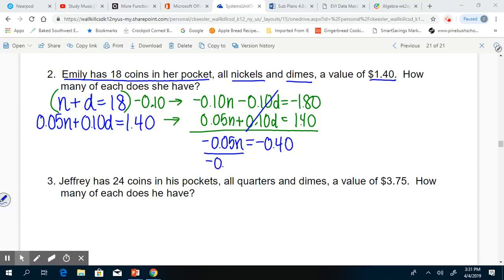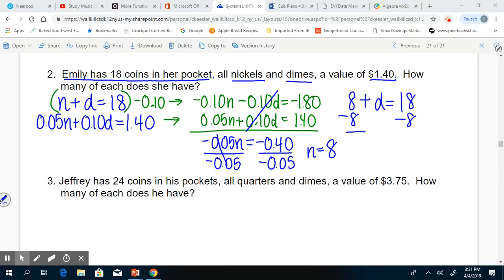Dividing by negative 5 cents, we get N equals 8. Think of it as 40 divided by 5. So we have 8 nickels, and we can plug that back in. We know if we have 8 nickels plus some number of dimes, we need a total of 18 coins altogether, minus the 8. So obviously we need 10 dimes. So our final answer is 8 nickels and 10 dimes.